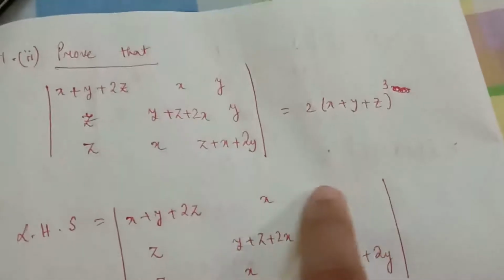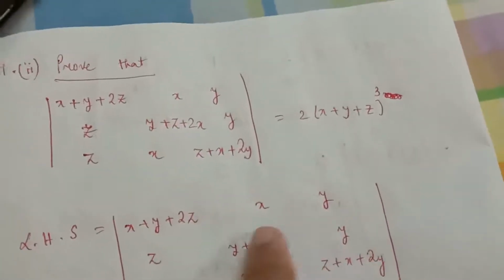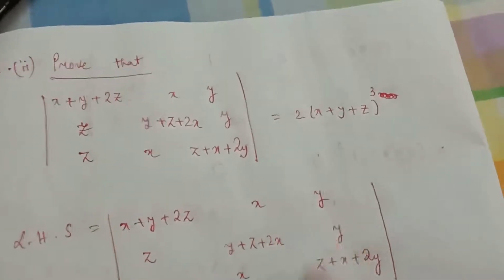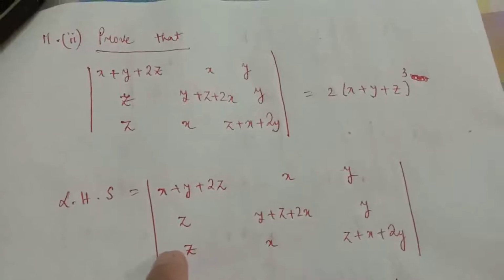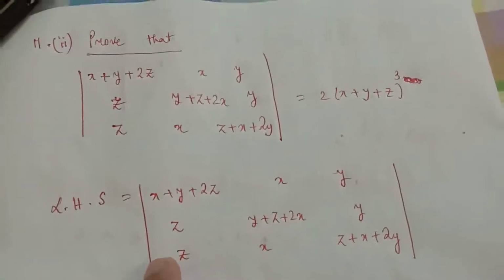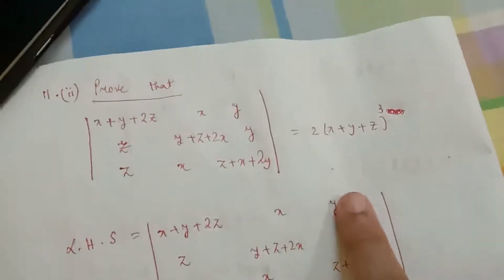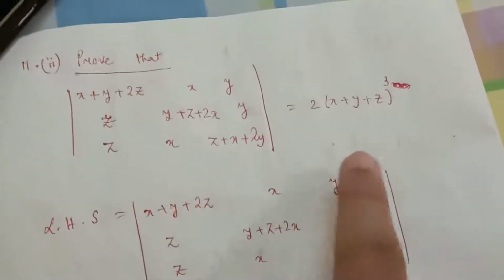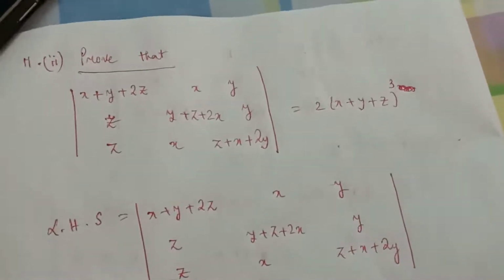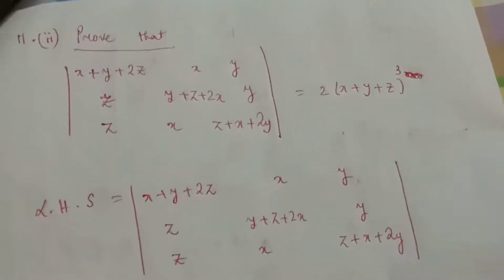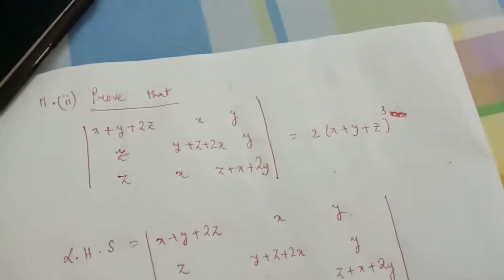If we add these three elements, we will get 2x plus 2y plus 2z. This 3 will be 2x plus 2y plus 2z, and this 3, if we add, will become 2x plus 2y plus 2z. So we have to add c1, c2 and c3. If we add these 3, the sum of each of these columns will be the same. Okay, so let us replace our c1 by c1 plus c2 plus c3.